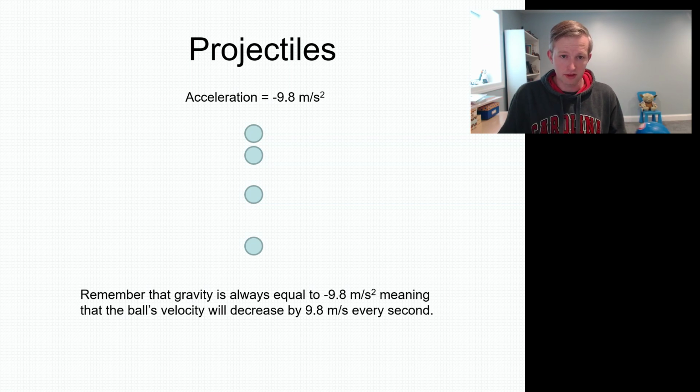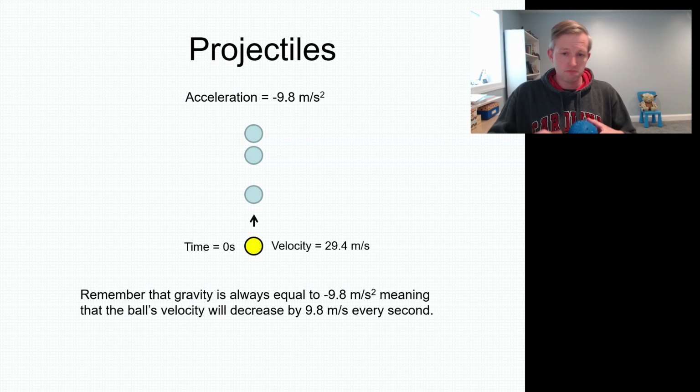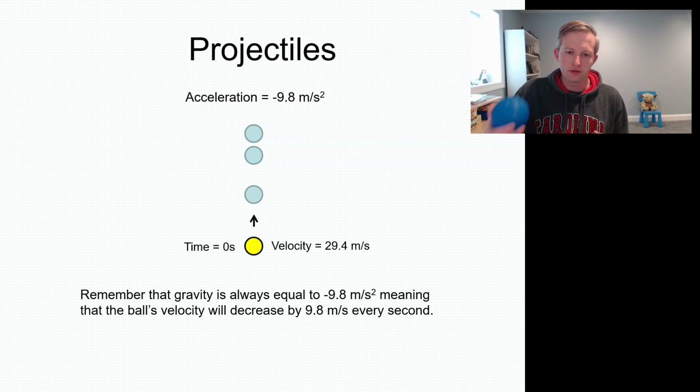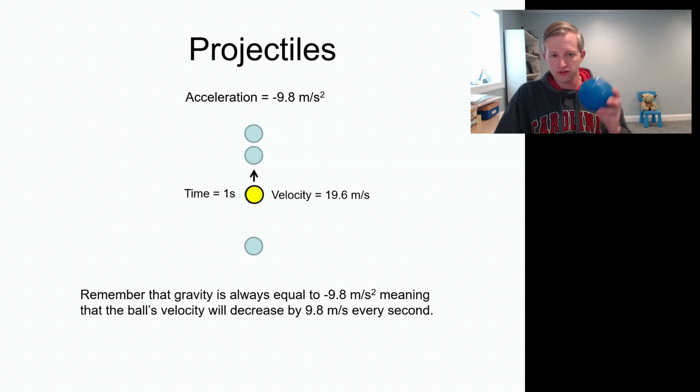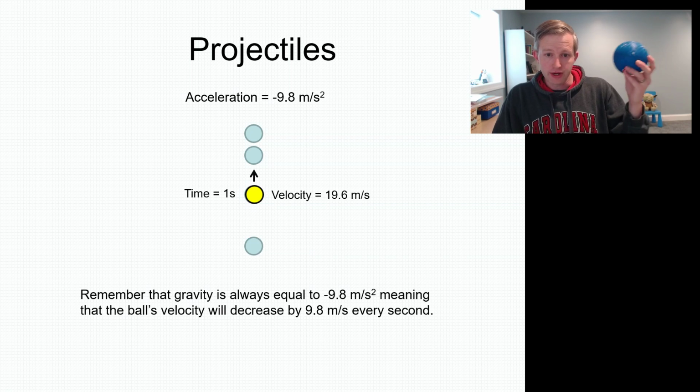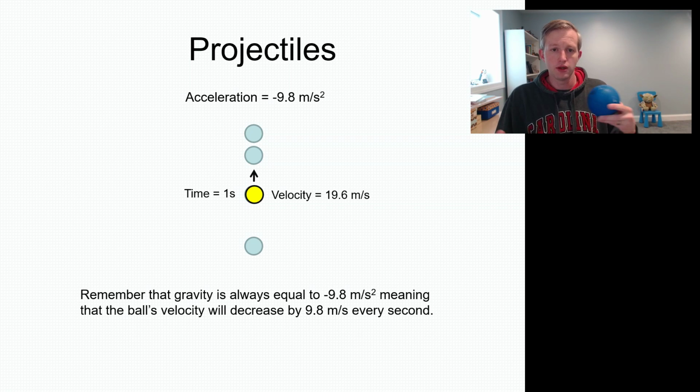The gravity acceleration is constant and always down. So just make up a number. I'm going to pick 29.4 because it works out really easy math-wise. So if I say that this thing initially had a vertical velocity of 29.4 meters per second, then I know that 1 second later, its velocity should have gone down by 9.8, because that's what acceleration is. It's how much the velocity is changing per second.